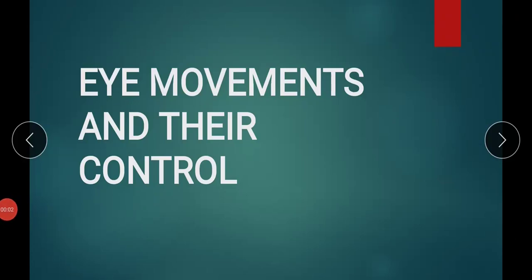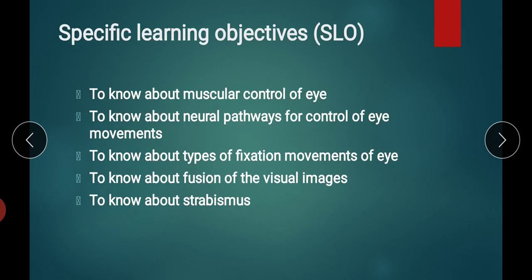Hello everyone. Today we will discuss the eye movements and their control. Today's specific learning objectives are to know about muscular control of the eye, to know about the neural pathway for control of eye movement, to know about types of fixation movement of the eye, to know about fusion of visual images, and to know about strabismus.